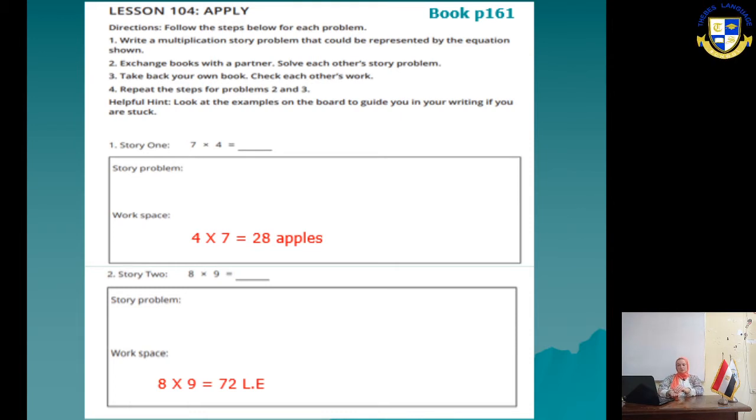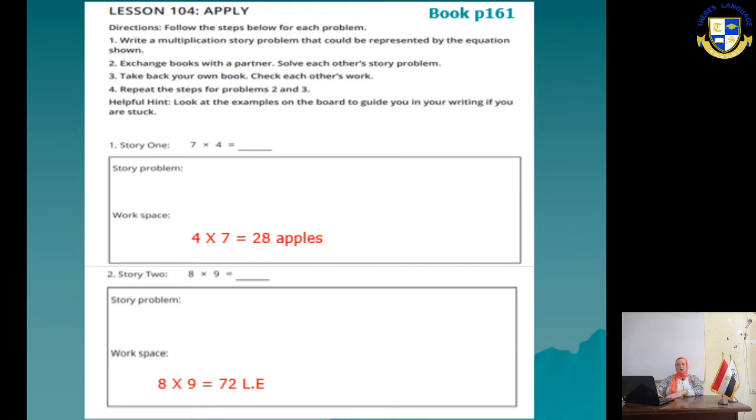Now to write the story problem, we are going to think 7 times 4 means we are going to repeat one of the factors. Here Heba has 7 plates, 4 apples in each plate. How many apples in all the plates? It means that we are going to repeat the 4 apples 7 times. Okay, this is our first story problem.